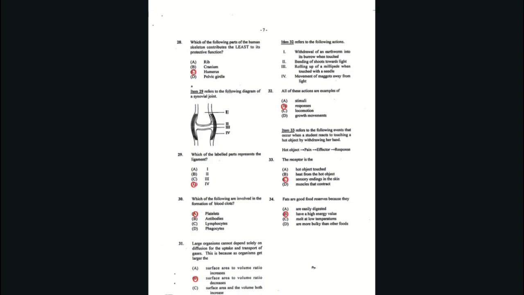Anyways, number 33. It refers to the following events that occur when a student reacts to touching a hot object by withdrawing her hand. So we have hot object, pain, effector, response. The receptor is the sensory endings in the skin, right? Our receptors are sensory organs that bring the impulse into the body to say, hey, this is happening. Imagine we touch the hot object, we start to feel pain, and then the effector is going to cause the response to be made. So it's all a process.